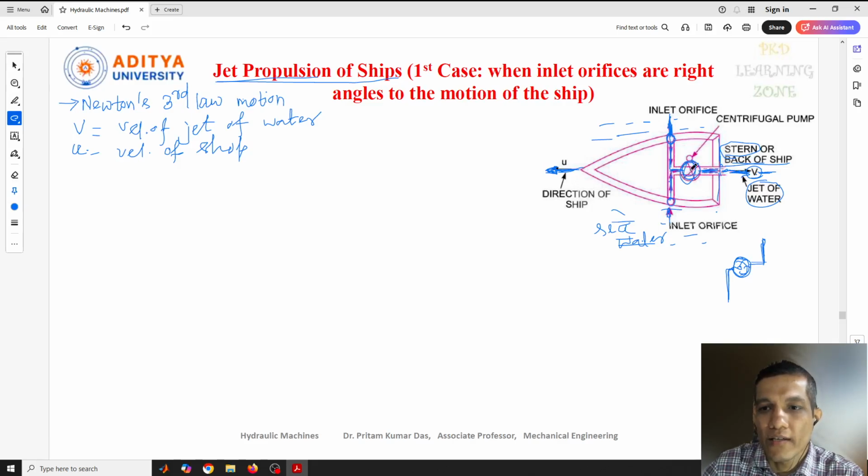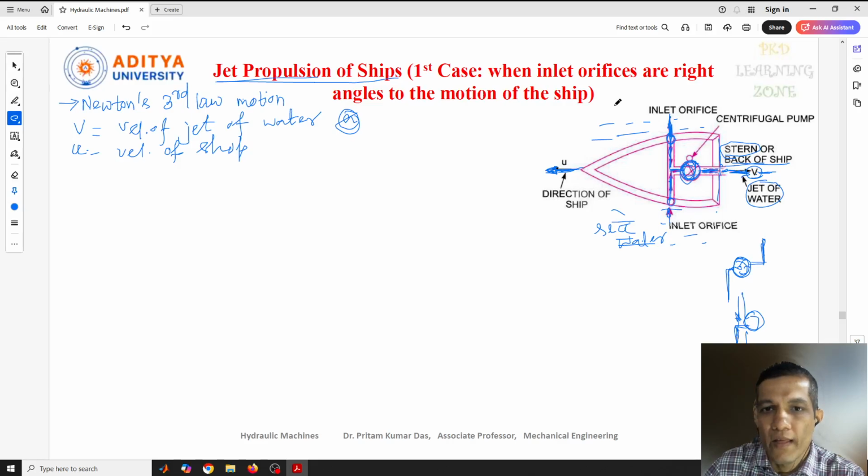One is, see, this pump is taking the water from the surrounding sea. So this process can be taken in two different ways. The first one is, you can say, when the inlet of the orifice is at right angles. Now you can see this is the inlet of the water and this is the pump. So in this condition, the pump is there and the water is coming here like this. That means it is perpendicular to this one.